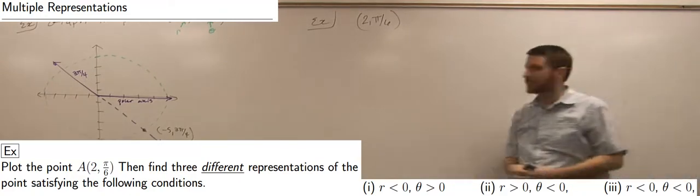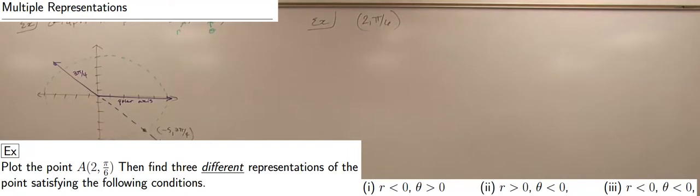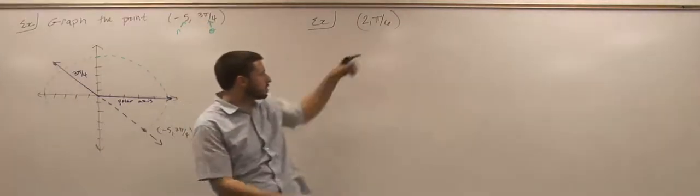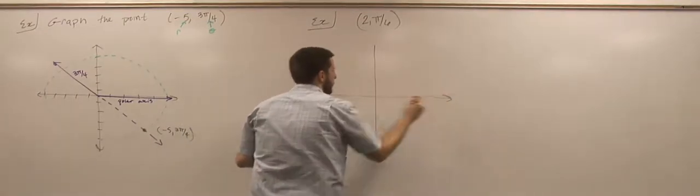So I want you to give me different ways of writing the same exact point, but I want r to be less than 0 and theta greater than 0. Right? R greater than 0, theta less than 0, etc. First of all, where does this point land? How do I graph this point?